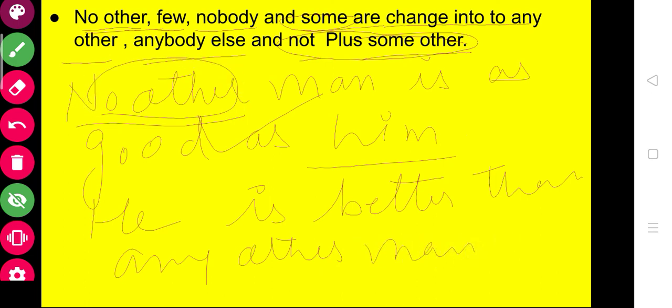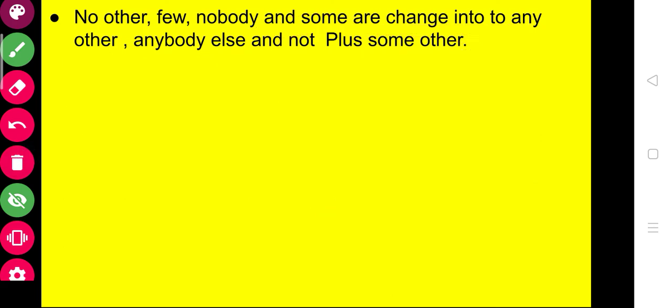Okay, if we are saying all other, what we have to do is write all other men. Any other man, or all other, if we are using, we have to use all other men, plural, for that. So this is the second thing that you need to carry with you when you're changing from positive to comparative or comparative to the positive.